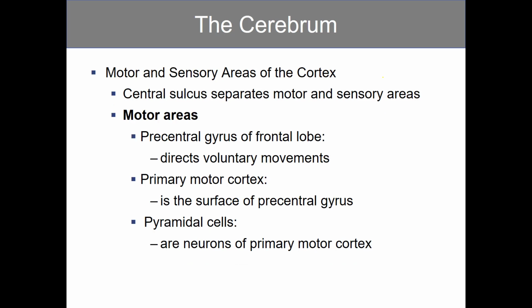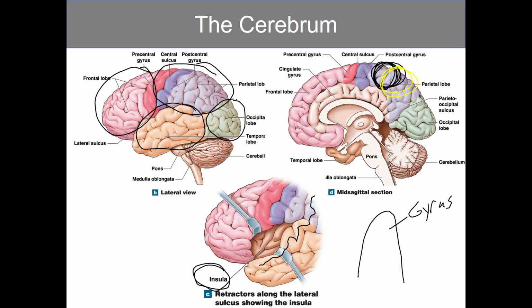The motor and sensory areas of the cortex: if you were to look at the central sulcus, which separates pretty much the frontal from the parietal lobes, and I'm going to jump back to an image just to demonstrate that. Here is the central sulcus, and it separates the frontal from the parietal lobes. This particular sulcus also separates two important gyri, and you can see them here sort of outlined in red and blue.